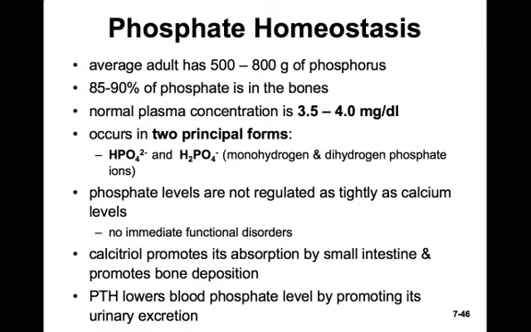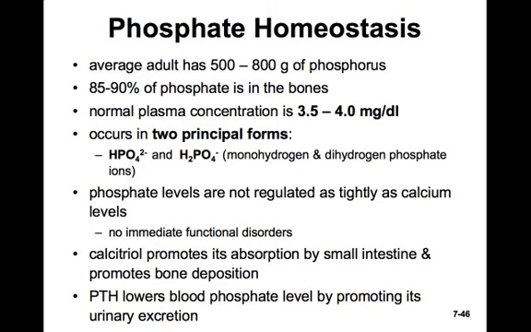Phosphate occurs in two principal forms, HPO4 2- and H2PO4-. These are correspondingly called monohydrogen and dihydrogen phosphate. The level of phosphate is not regulated nearly as tightly as calcium because there's no immediate functional disorders resulting from a slight change in the blood phosphate levels.